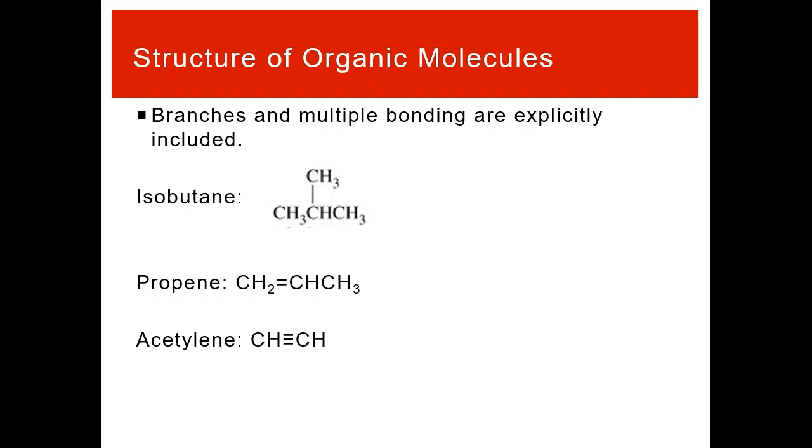We can start to represent more complicated bonding patterns in condensed formulas by using literal branching. So for example, in isobutane, the carbon atoms don't all bond in a row. Instead, there's a row right here and then something sticking out the top.